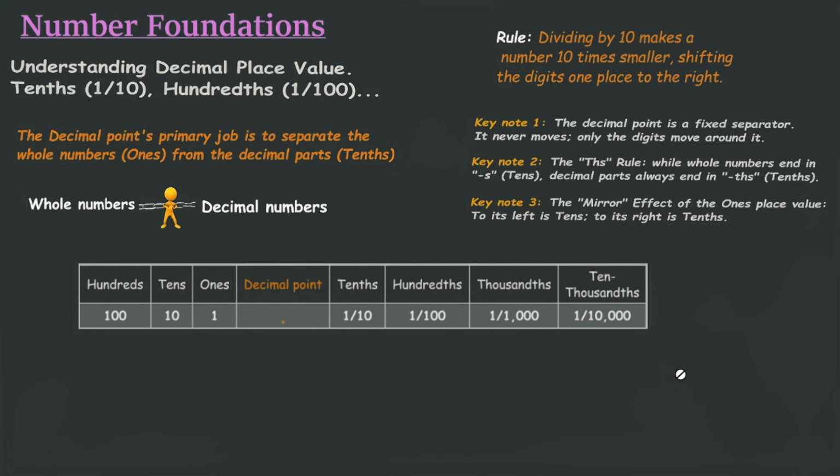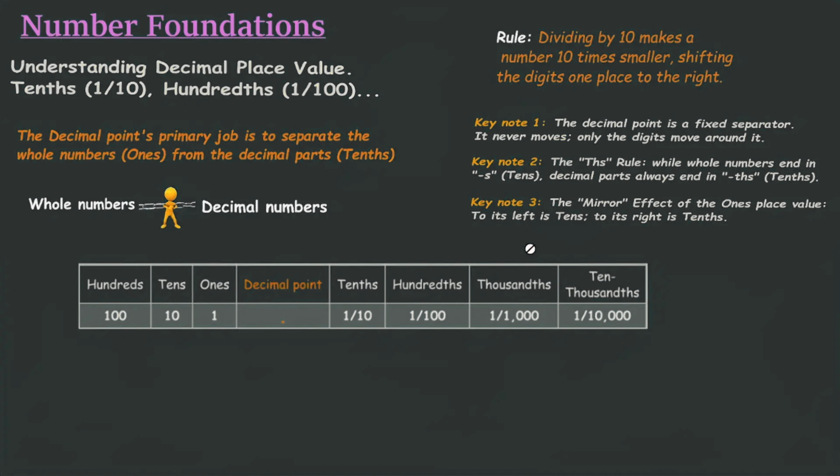Now look at the mirror effect in our table. The ones place sits at the center. To its left is tens. To its right is tenths. To the left again is hundreds. To the right again is hundredths. It's a perfect reflection that continues forever. And once you understand this symmetry, you understand decimals. This is the foundation of every decimal calculation you will ever do.